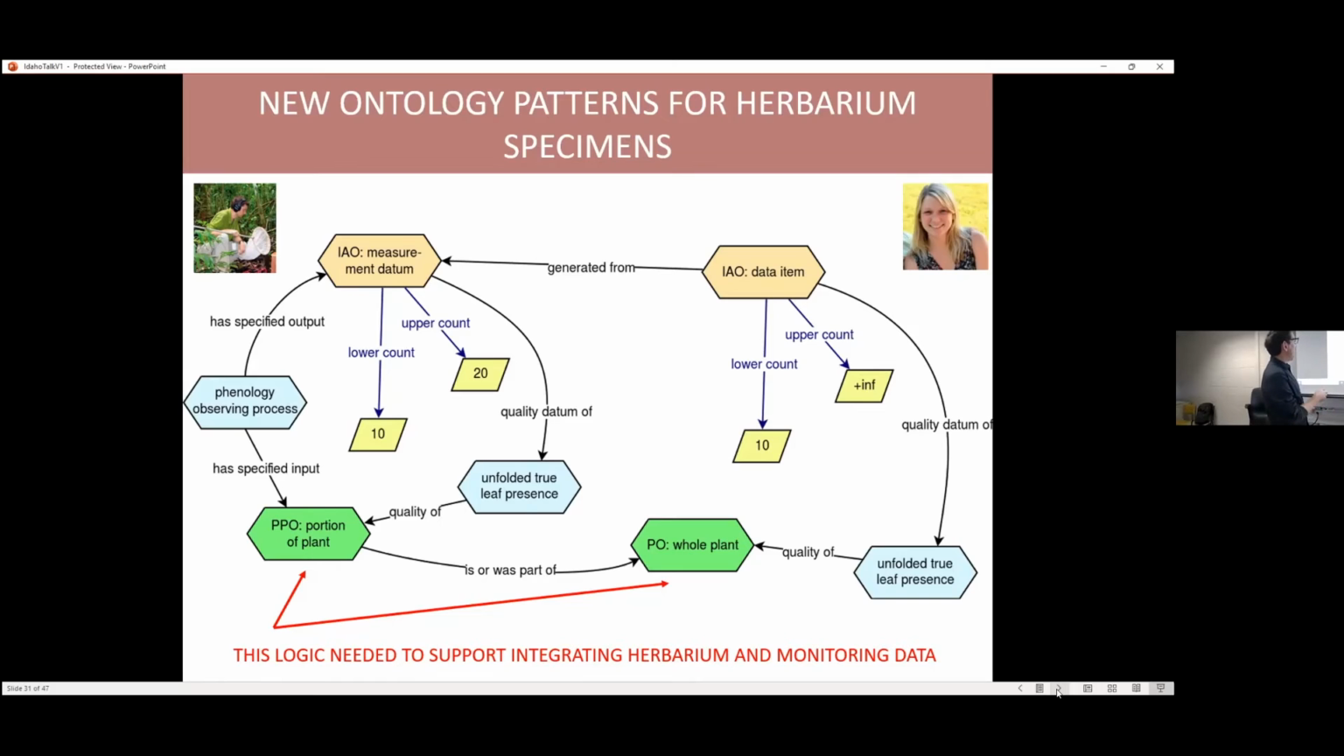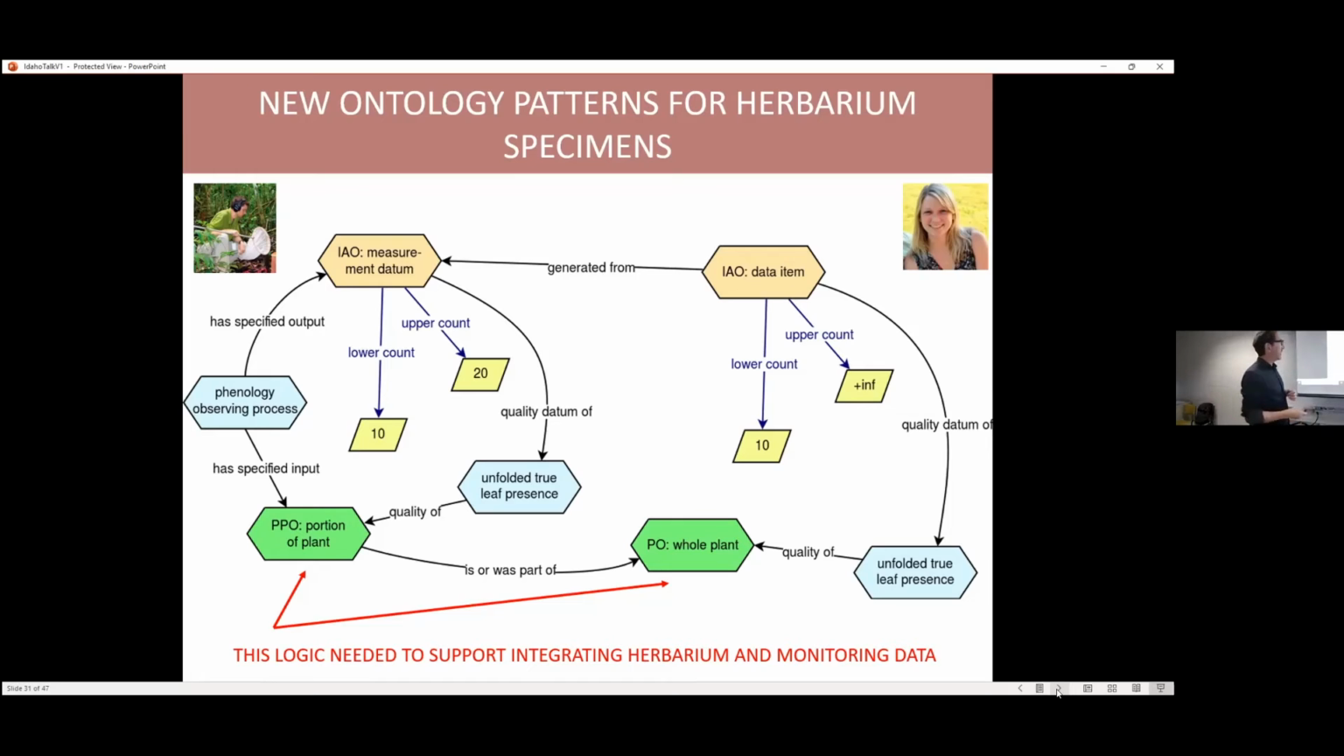And because we have that statement in our ontology, when we get a measurement datum that is between 10 and 20, we can know the lower count. We know there are at least 10 flowers. We don't know the upper count. And so we can report that with fidelity in our system so people aren't misled by the data we have. Okay, so that was important.